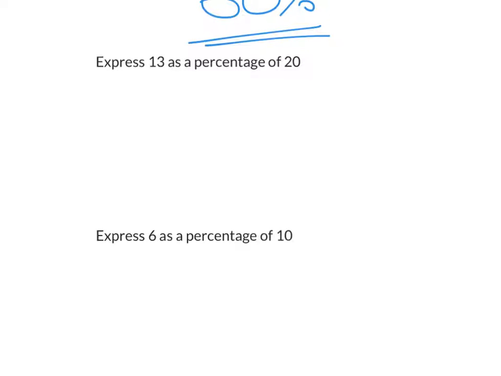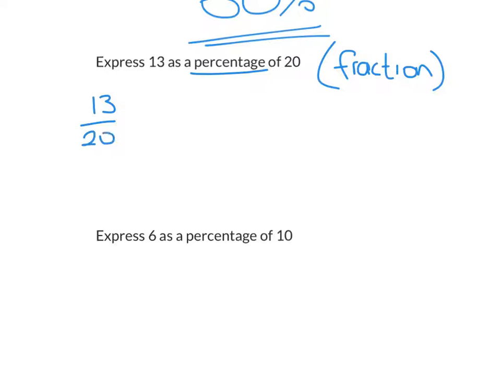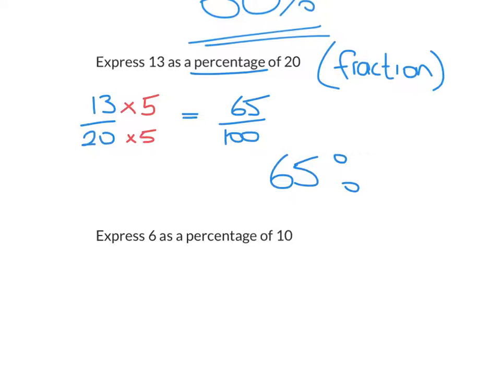Next one, express 13 as a percentage. So we say percentage, but think fraction. Okay, to start off with, we'll do 13 over 20. Now to change 13 over 20 to a percentage, we need to make the bottom number 100. So we'll do that by timesing 20 by 5. So we'll times 13 by 5. That gives us 65 over 100, which gives us 65%.